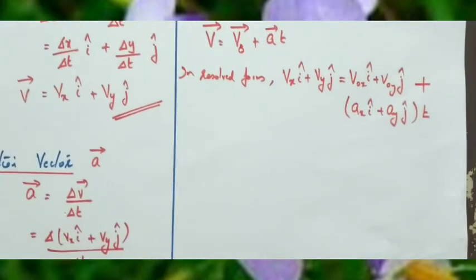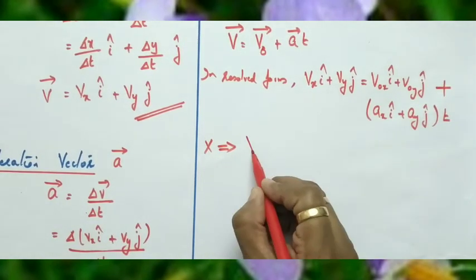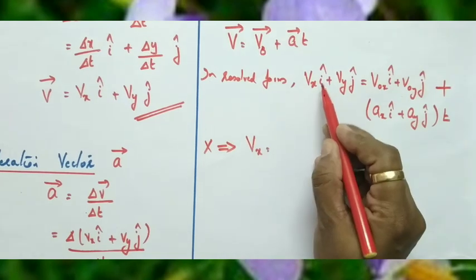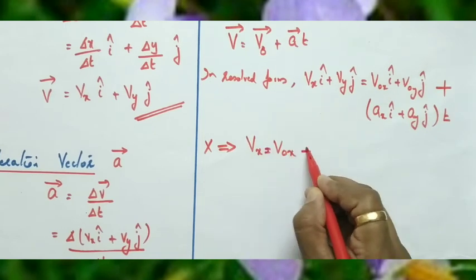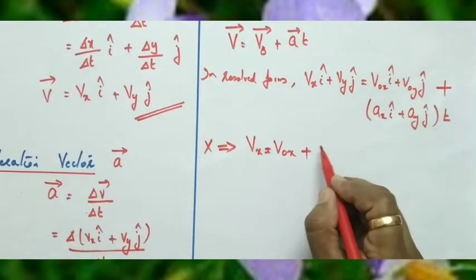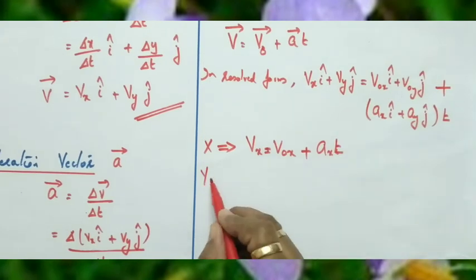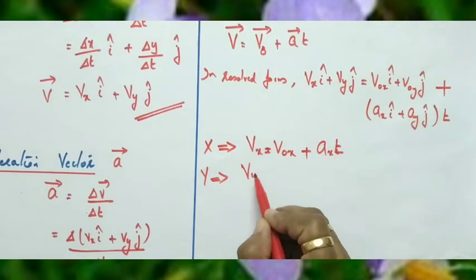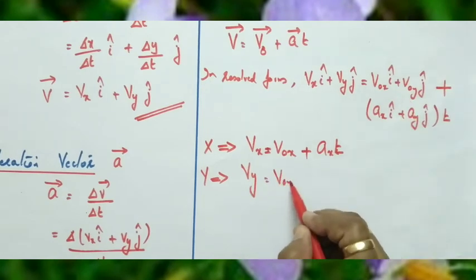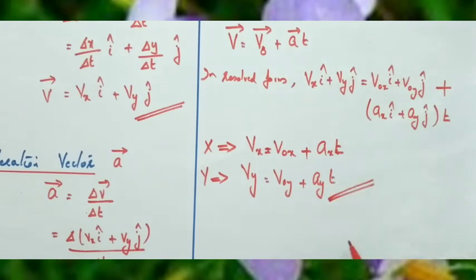Now we can separate the x components and y components. How will you represent the x component? The x component can be written as vx equals v0x plus ax into t. So this represents the x component. And how will you represent the y component? Take the j cap vectors. Here it is vy equals v0y plus ay t. So this is the representation of the first equation of motion in vector form.